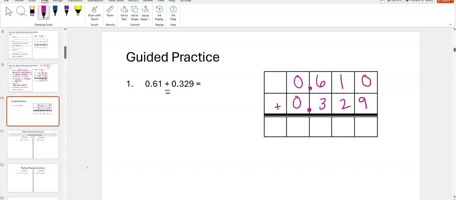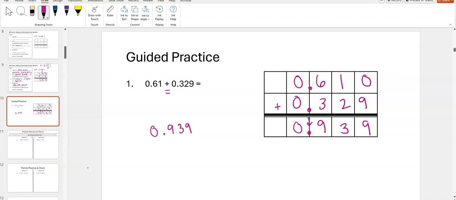So I'm going to add the 2 numbers, 0 plus 9, 1 plus 2, 6 plus 3. Decimal point comes straight down, and a 0. So my answer is 0.939, or 939 10,000ths. Easy peasy.